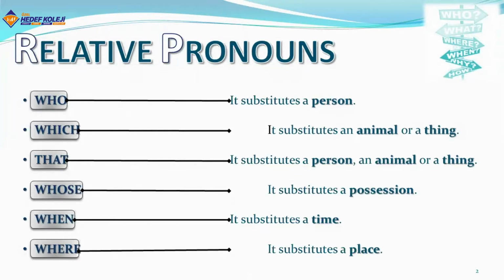Who describes a person, it substitutes a person. Which substitutes an animal or a thing. That can be used for both who and which. It substitutes a person, an animal, and a thing. Whose substitutes a possession. When describes a time, and where describes a place.